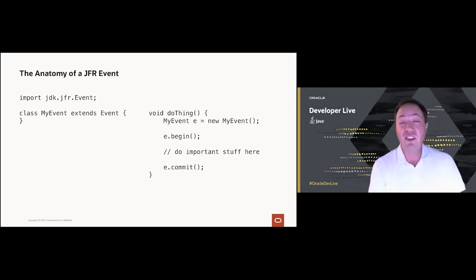But not very interesting in itself. Like clearly we now know that there was an event, but we don't have any business level data associated with it. So how do you do that?